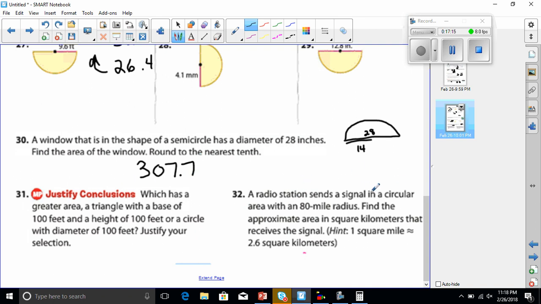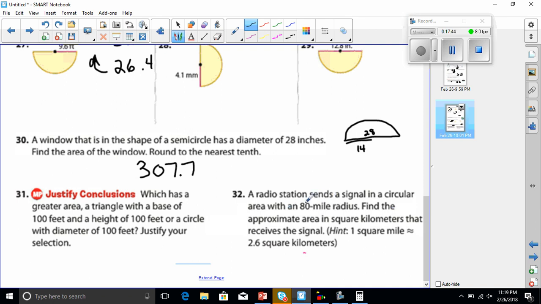A radio station sends a signal to a circular area with an 80-mile radius. Wow. Find the approximate area in square kilometers that receives the signal. Okay, this is a hint: 1 square mile equals 2.6 square kilometers. All right, so we got 80 miles here. It says find the area in square kilometers. So first, let's find the mileage.